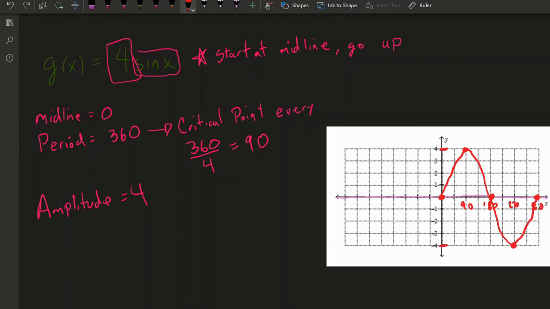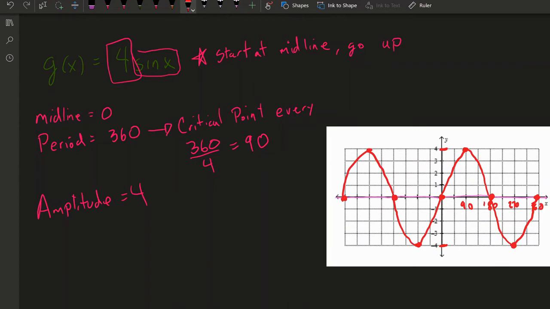Now I do want to go backwards a little bit just to show that it goes in both directions. So that's going to go here, and then here, and here, and then here. And I can connect those dots. And we're good.